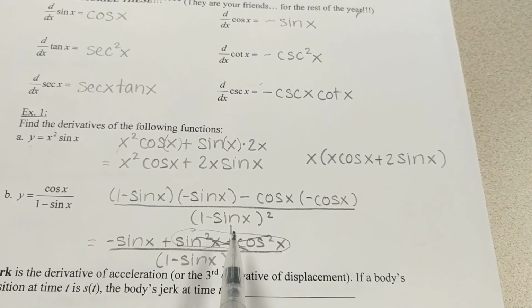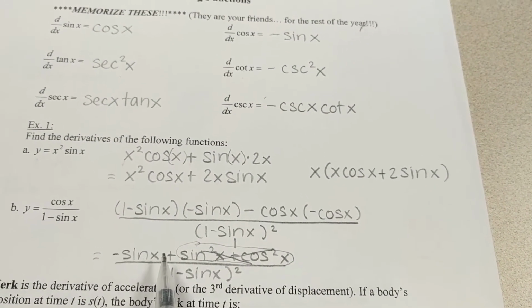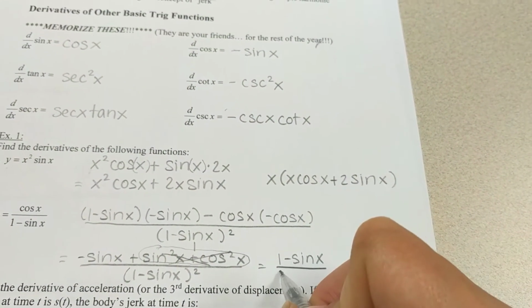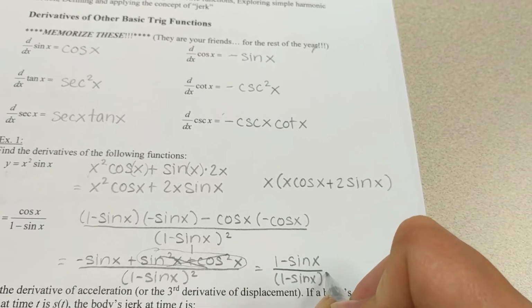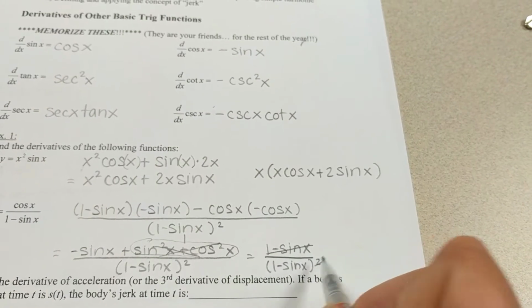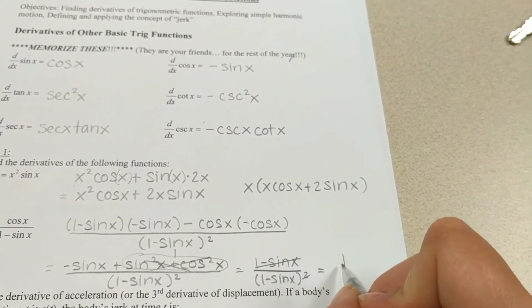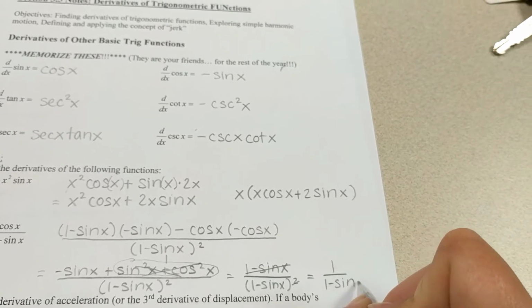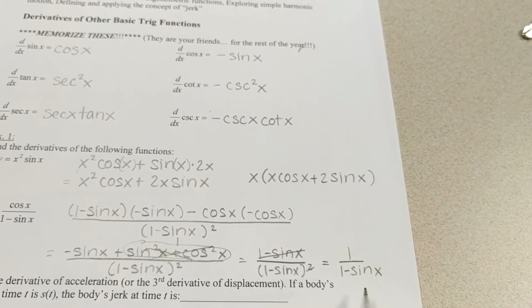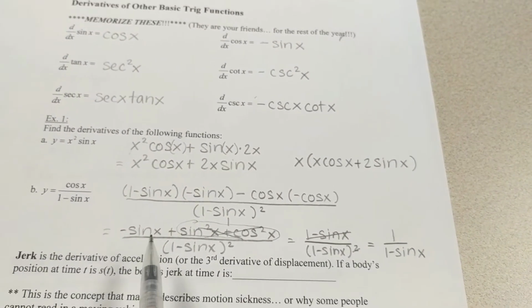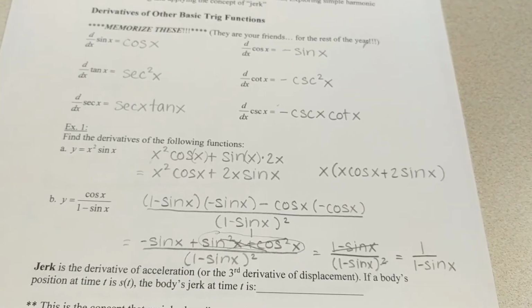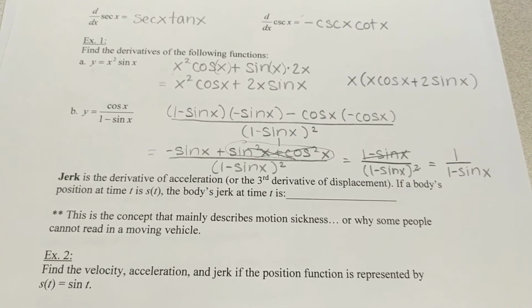So I want you to notice up on top, I'm left with 1 minus sine of x. And on the bottom, I have 1 minus sine of x squared. So I can cancel one of these out. So I'm left with 1 over 1 minus sine of x. In a multiple choice question, you would be expected to go all the way down to this. That would show up as the derivative. Otherwise, on a free response or question on my type of a test, if you got to here, good to go.